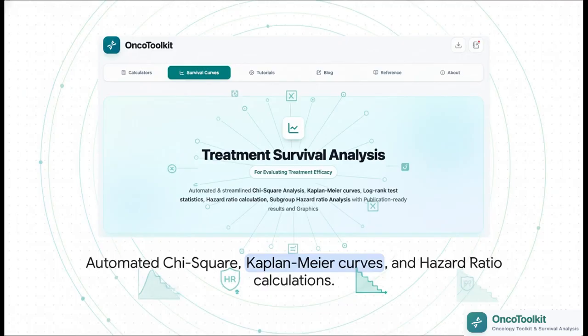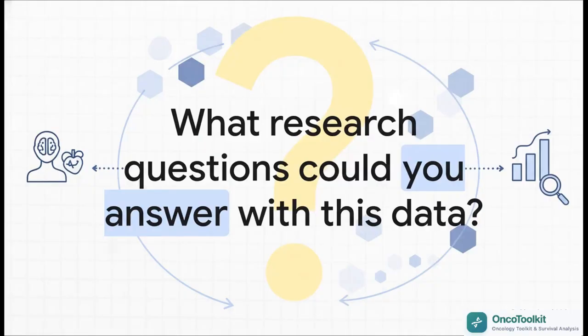And this brings us full circle. The data that started as just a quick clinical assessment is now fueling automated chi-square analysis, generating Kaplan-Meier curves, and calculating hazard ratios. Basically, all the components you need for a publication-ready survival analysis. So the final question really is this. With a workflow that so seamlessly integrates clinical assessment with powerful data analysis, what are the critical research questions that you could finally answer?